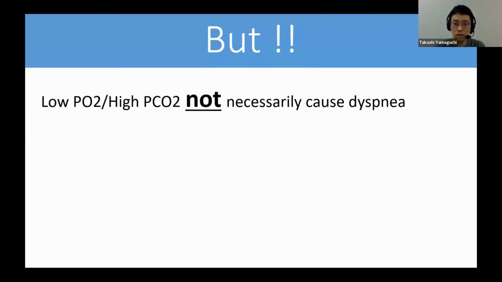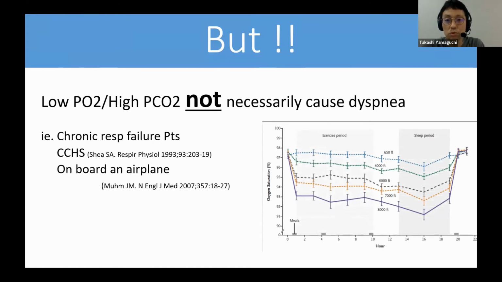But these chemical changes cannot thoroughly explain dyspnea. For example, a chronic respiratory failure patient or a congenital central hypoventilation syndrome patient does not develop dyspnea in the setting of hypoxemia. Not only people with such diseases, but we healthy people may not develop dyspnea even with low PO2 in certain situations.